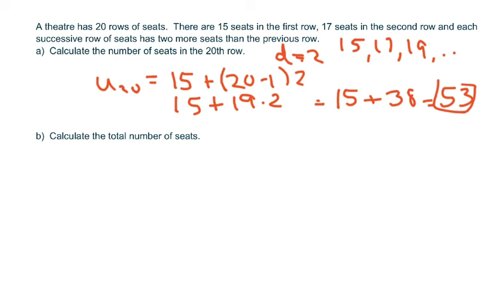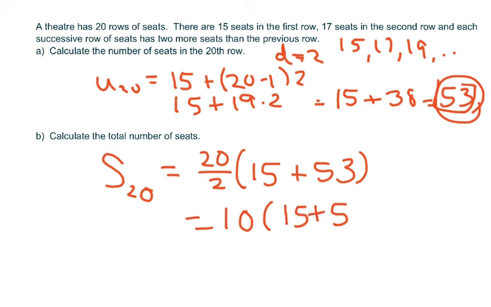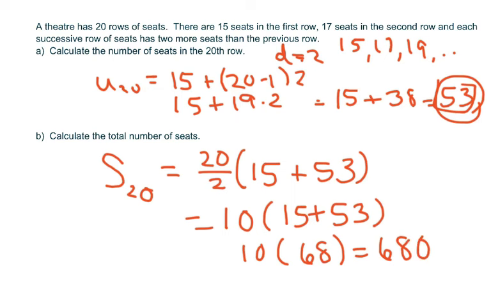And we want to add these seats up. So the sum of all the seats, which was 20 rows, is my total over 2, my first term plus my last term, which was 53, which is 10 times 15 plus 53, which is 10 times 68, which is 680 total seats.